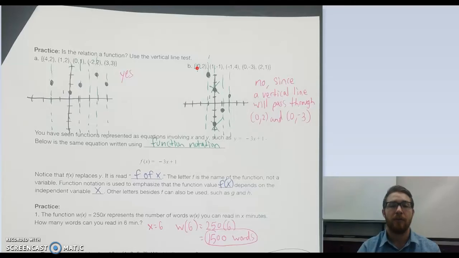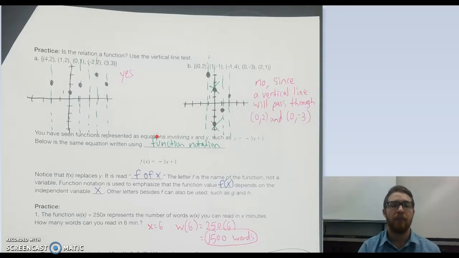In the next example, I graph those points: (0, 2), (1, -1), (-1, 4), (0, -3), and (2, 1). When I start drawing vertical lines through my points, I see that the vertical line through the y-axis, where x is 0, passes through a point here and through the point below. Since that vertical line passes through (0, 2) and (0, -3), two points from my relation, this will not be a function. The same line goes through two spots.